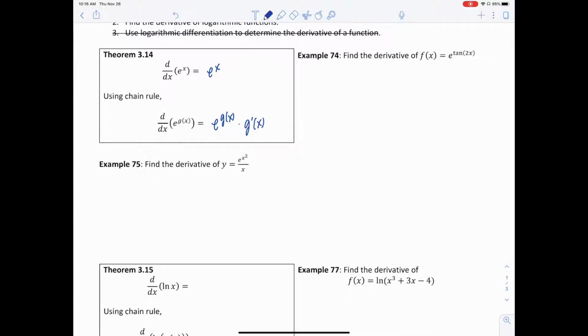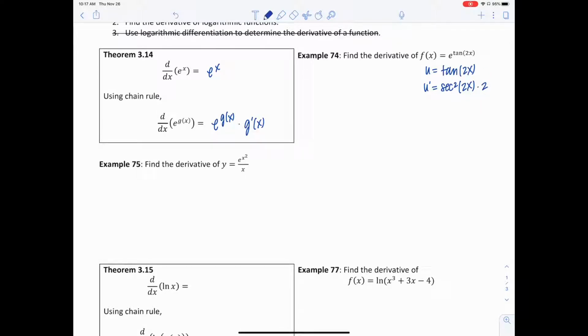Okay, so in our first example, we have u is tangent of 2x. The derivative of tangent is secant squared. This actually has a chain rule in the chain rule. So the derivative of tangent of 2x is secant squared 2x, and then I still need to times the derivative of 2x, which is 2.